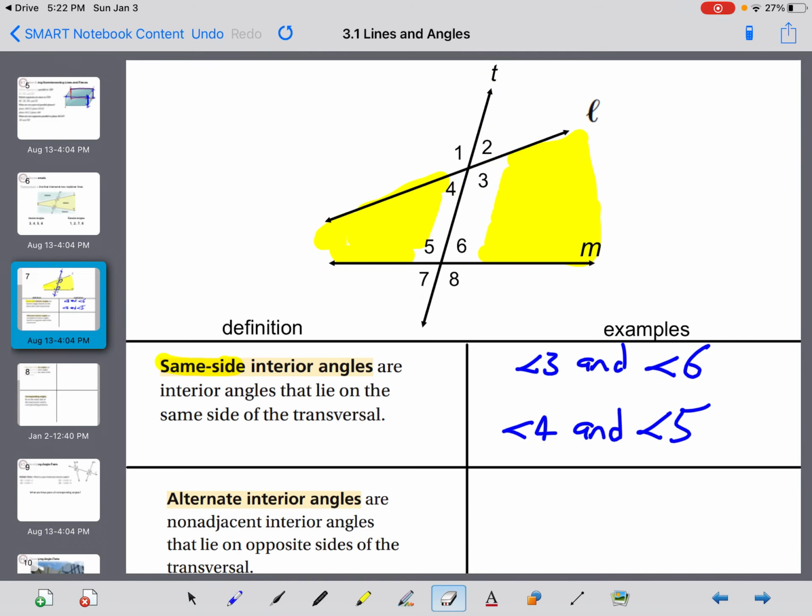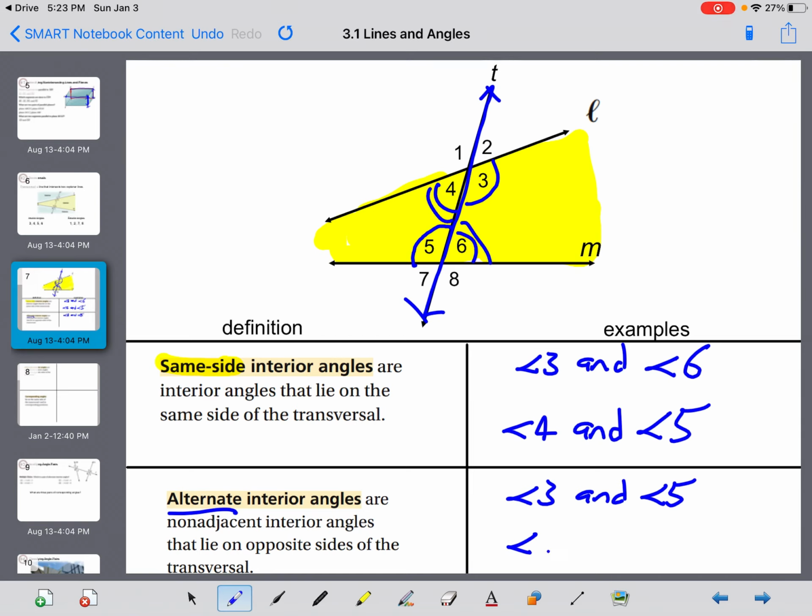Now, alternate interior. Again, we're dealing with our interior angles inside L and M, and here's my transversal T. Alternate interior means I'm going to choose angle 3, and instead of looking at the same side, I'm going to go to the alternate side, which would be angle 5. Or we could choose angle 4 and angle 6. Those are alternate interiors.